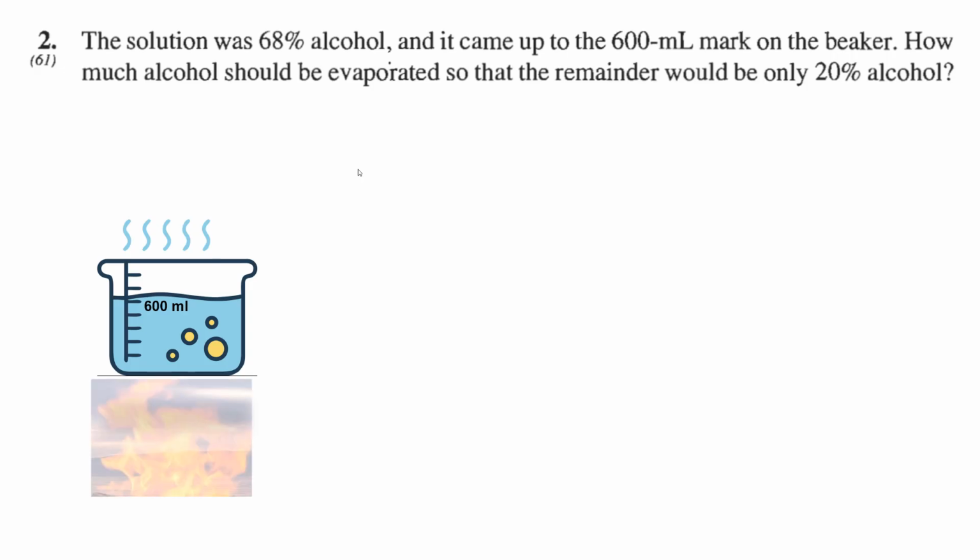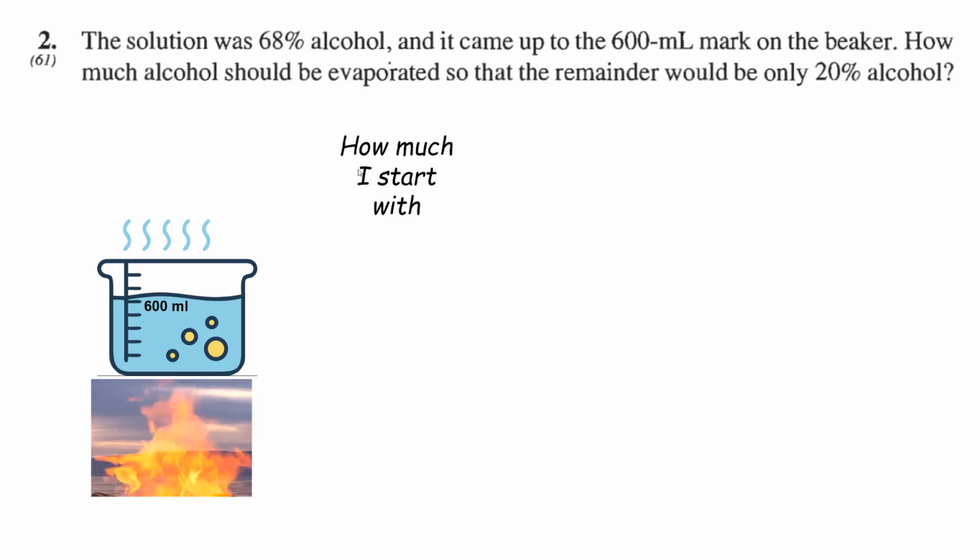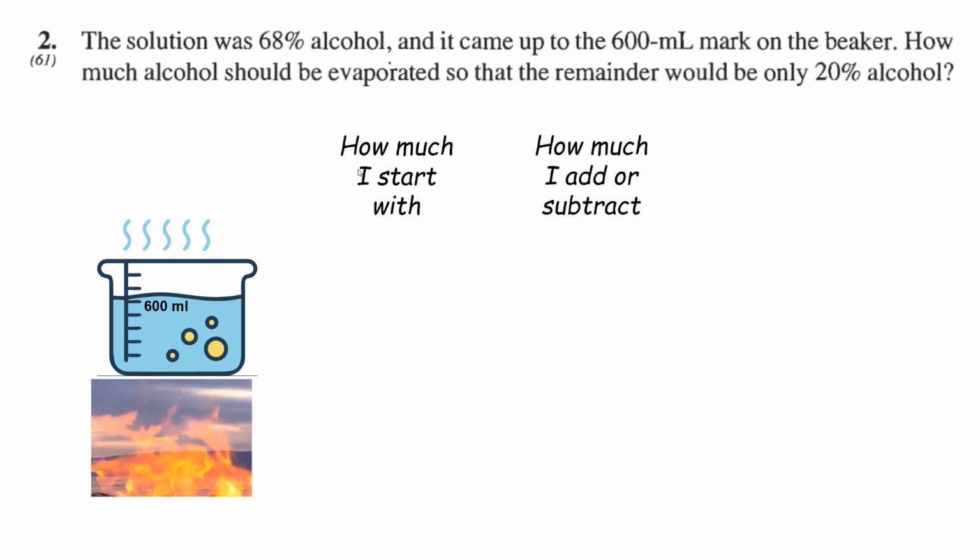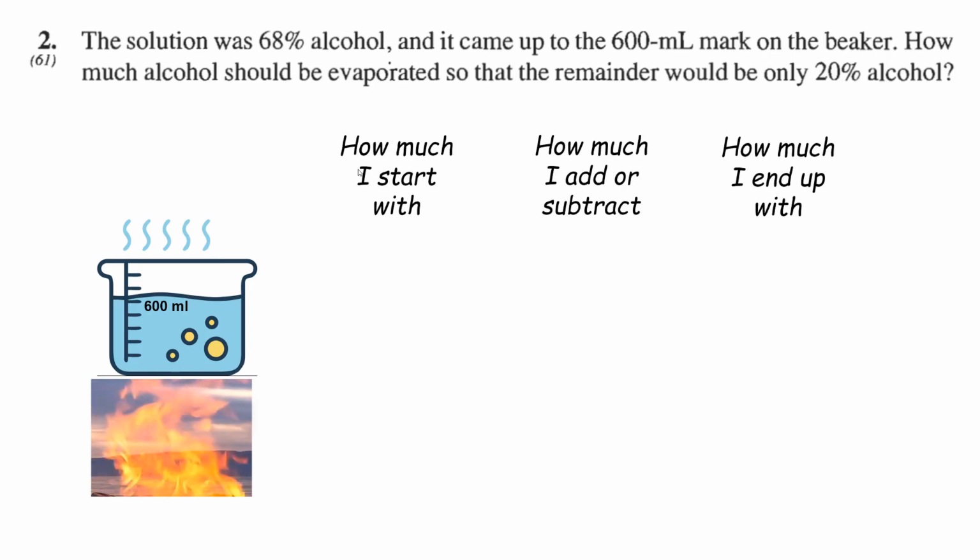And so the way we're going to do that is we're going to boil it. When we boil it, some of the alcohol will evaporate into the air. And so I'm going to talk about how much I'm starting with, how much I'm going to add or subtract, and how much I'm going to end up with. So first, I'm going to speak in general. In general, how much do I start with? 600 milliliters of stuff.